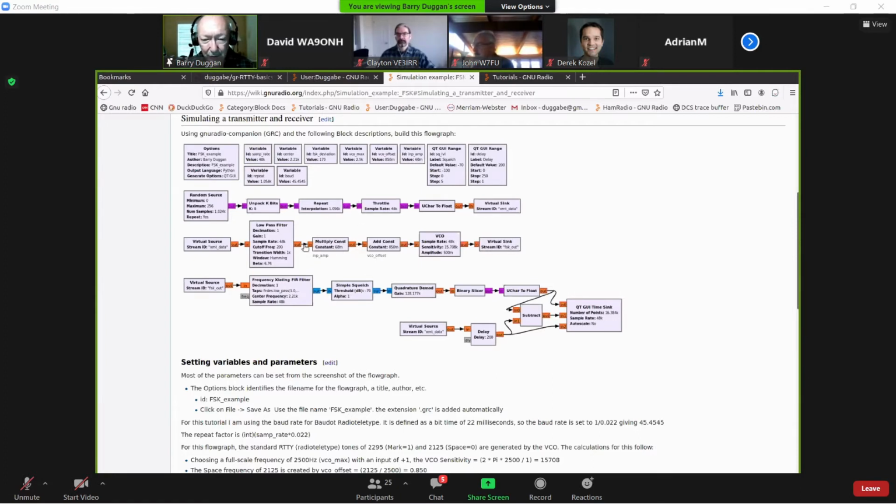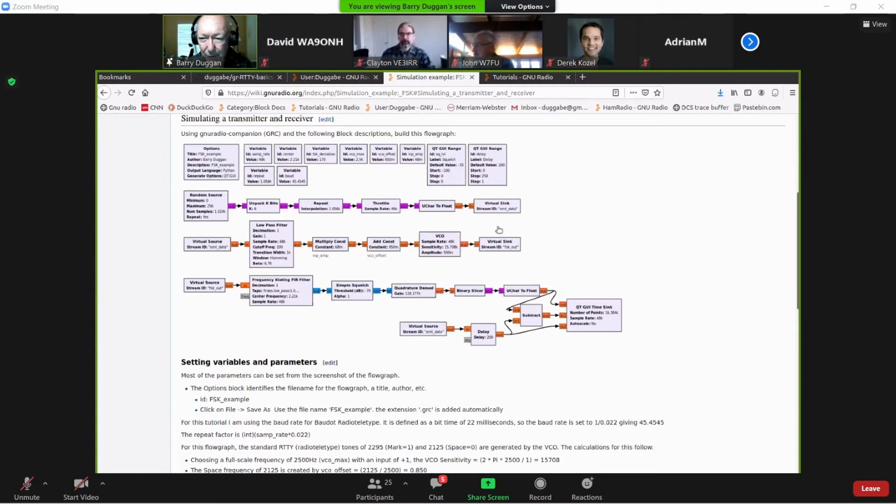I take the input, multiply it times the 0.068, add 0.85, run that into the VCO. So a zero gives me 2125, a one gives me 2295. So that's the transmitter. Now let's look at the receiver real quick.